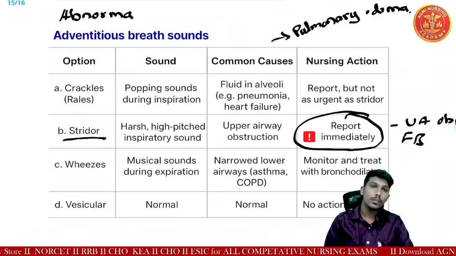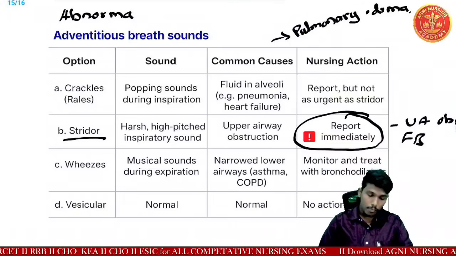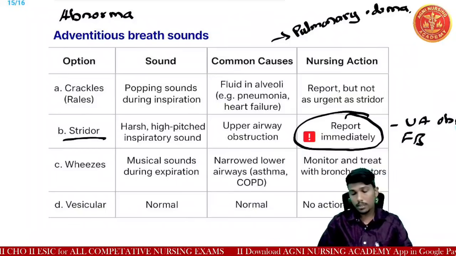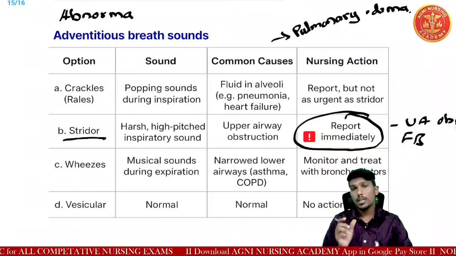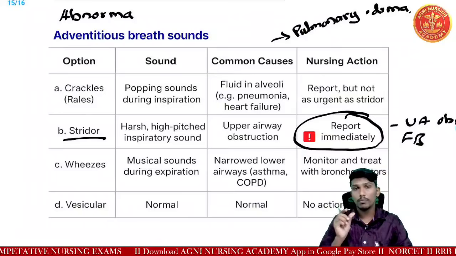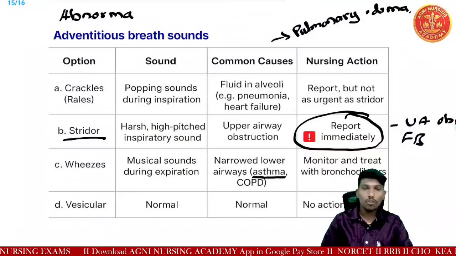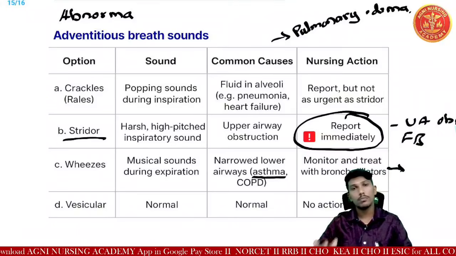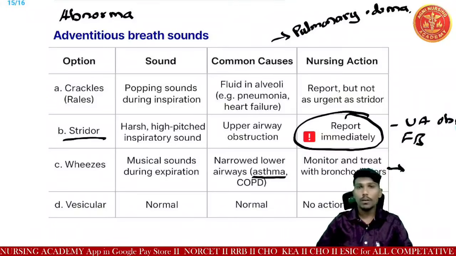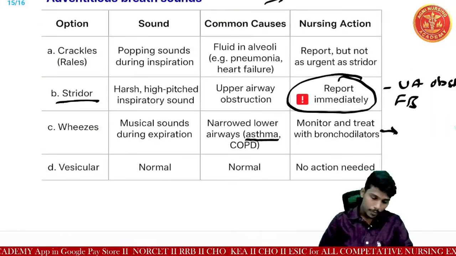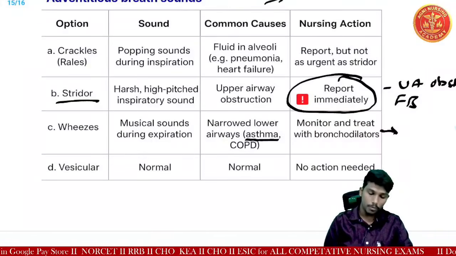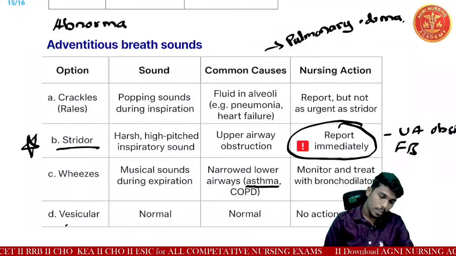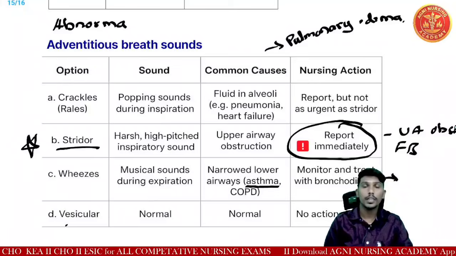Then coming to the wheezing sound, we can hear a musical sound during the expiration. It can happen when the trachea and bronchus become narrow, that is, in asthma and COPD we can hear wheezing sounds. So this wheezing sound is normal in asthma. We have to monitor, and we can treat it with bronchodilators. Then coming to the vesicular, this is a normal one. Normal sound, there is no action. Particularly, stridor you have to remember. This is the life-threatening condition.